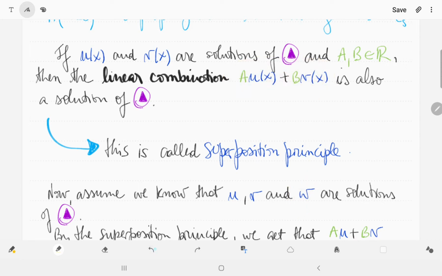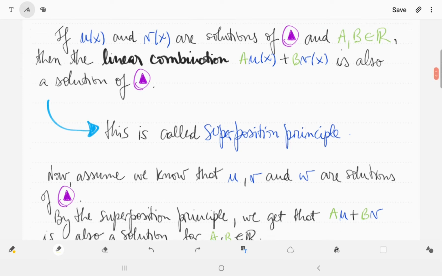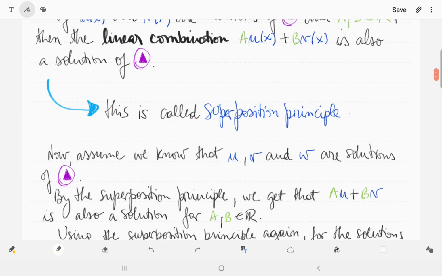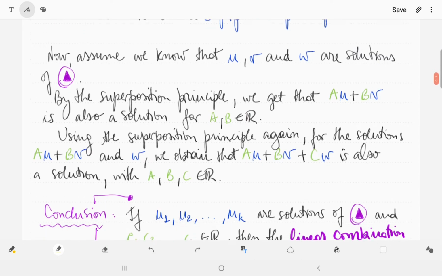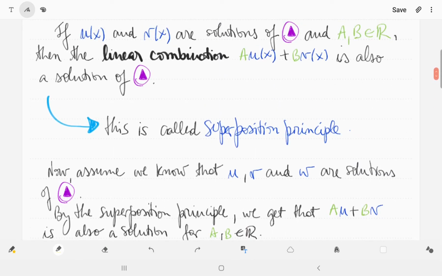So what I'm trying to say is that if I know a certain amount of solutions, u1, u2, u3, and so on, then since the equation is linear and homogeneous, I can take any linear combinations of those solutions and I still get a new solution. This is written here, you can read it, but this has a name. We sometimes won't care about the name, but it's good to know. It's the superposition principle.